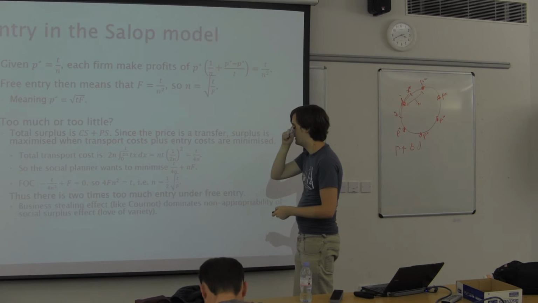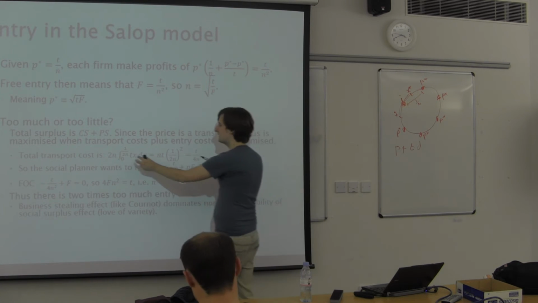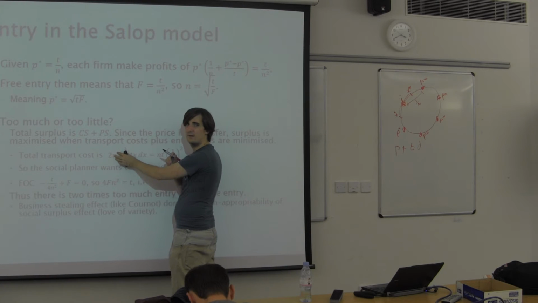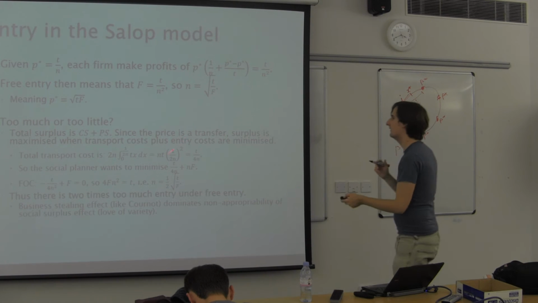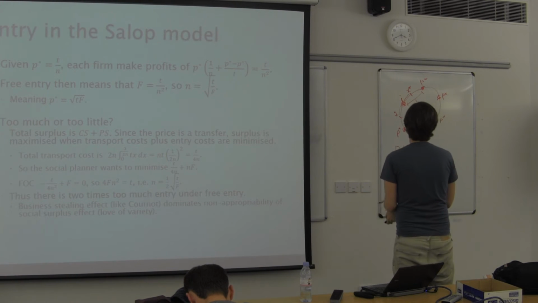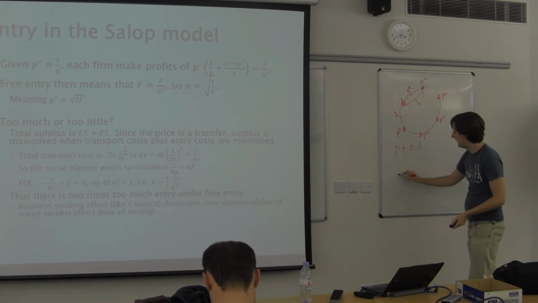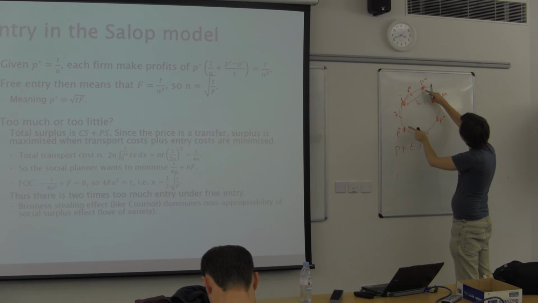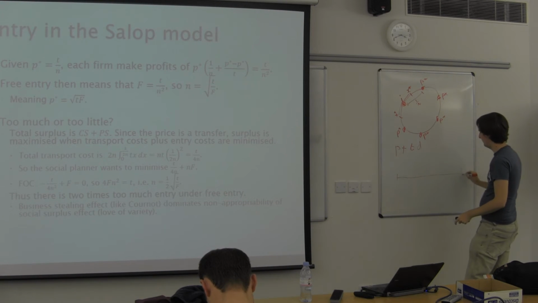I did go through these calculations last week. This integral looks horrible. It's a big, scary integral. You don't know where it comes from. Don't worry about it. The easiest way to see what the total transport costs are going to be is to think about a line segment between two firms. So let's think about this interval between this firm and this firm. So three firms, 1, 2, 3. Let's draw it on a straight line.